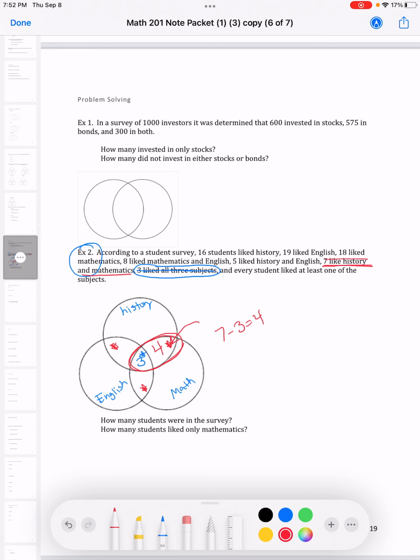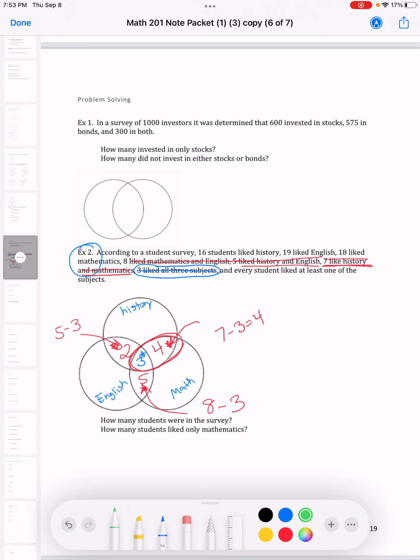So I've done history and math, so now I'll do history and English. So that's 5, but again, I'm going to subtract the 3 that I've already counted. So I'm just putting a 2. And then, in the last spot, it was 8, subtract that 3, so I'm left with 5.